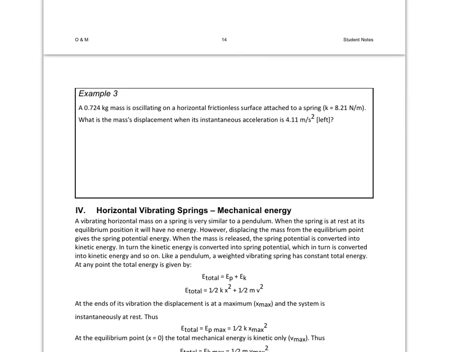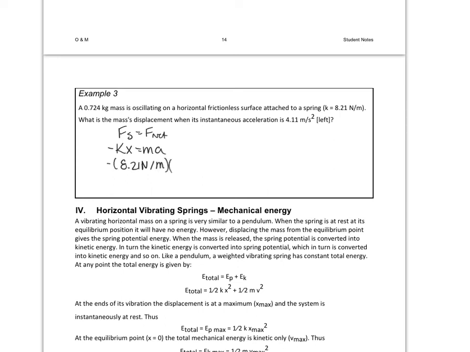So a 0.724 kilogram mass is oscillating on a horizontal frictionless surface, attached to a spring that has this spring constant. What is the mass's displacement when it has an instantaneous acceleration of 4.1 meters per second squared left? So we know that Fs is equal to F net. So negative kx is equal to the mass times acceleration, with k being 8.21 newtons per meter.